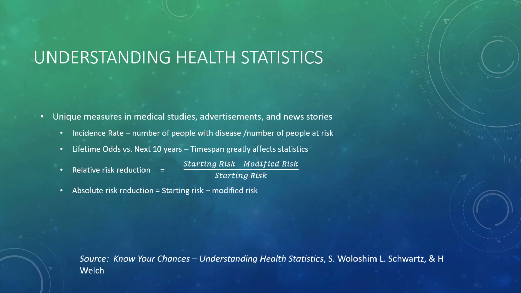One is the incident rate. So the incident rate is the number of people with the disease divided by the number of people at risk. If you want to think of this as a sample size versus a population size, let's say there's 1,000 people and 100 of them have the disease. You would divide that by the number of the population, which is 1,000, and you would get an incident rate.